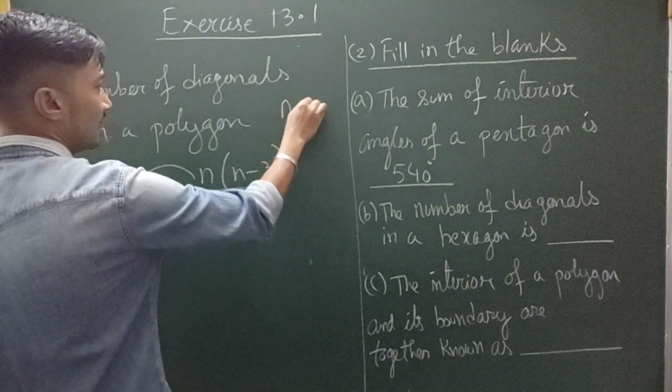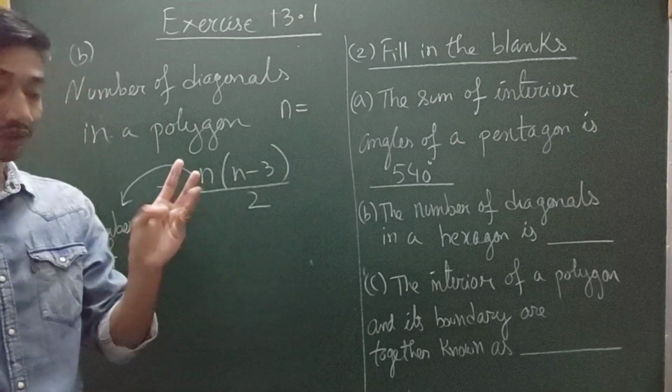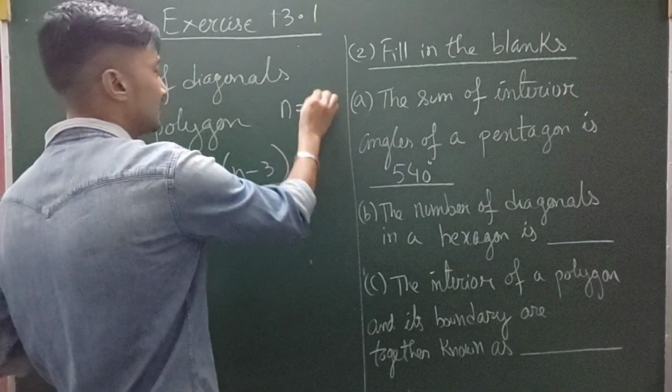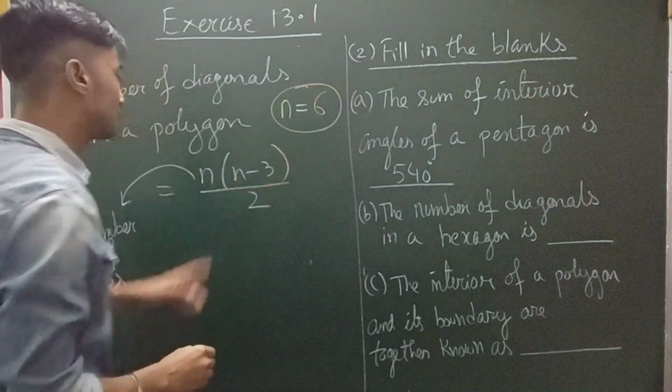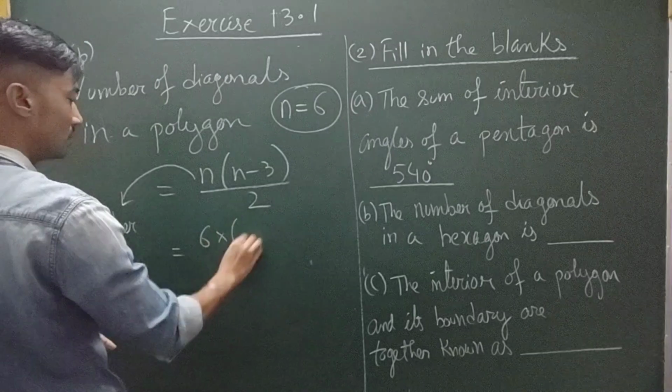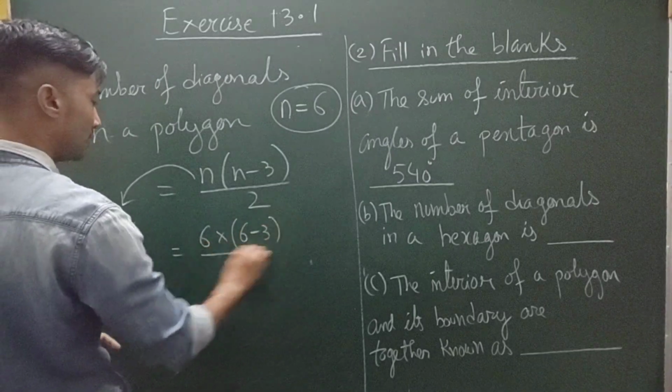What will be n? Hexagon, count. Hexagon, how many sides are there? We have how many? 6 sides. Hexagon means 6 sides. So just use this formula. So n will be 6 into 6 minus 3 divided by 2.